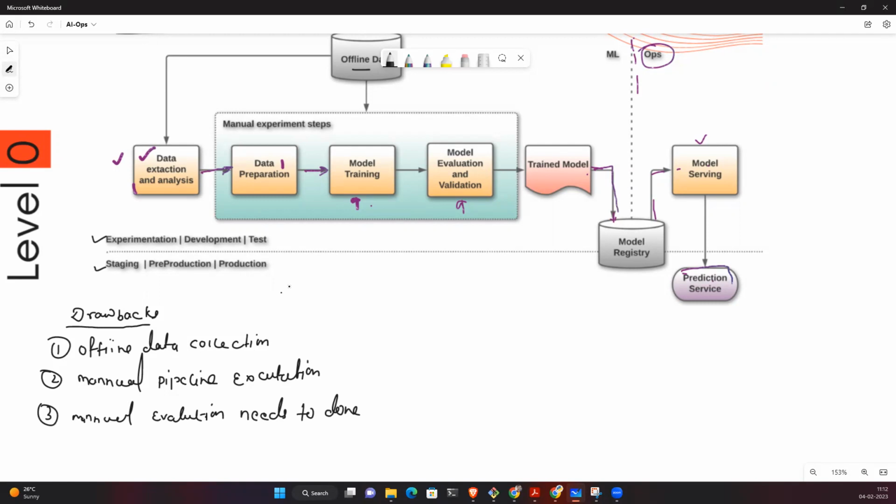Any question on this pipeline level 0? Okay, cool. Now let's talk about level 1. It's quite difficult to make you understand, but I will try my best to give you the complete understanding about level 1, so you can understand the importance of level 1 and why we should learn it.